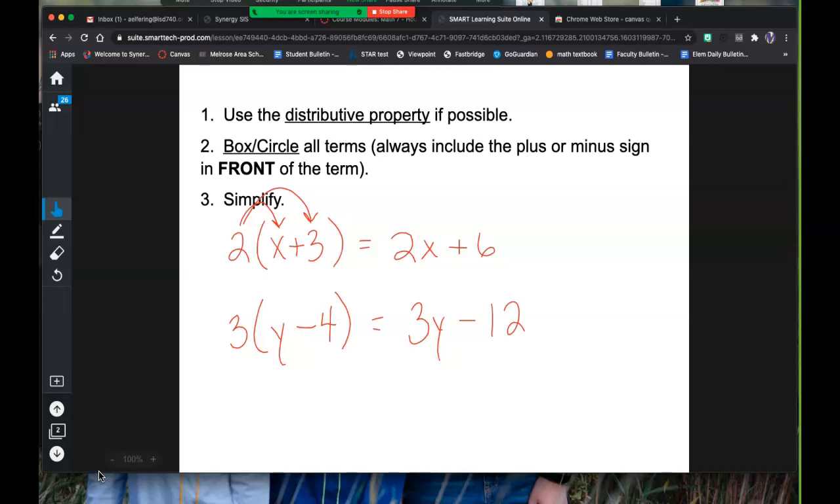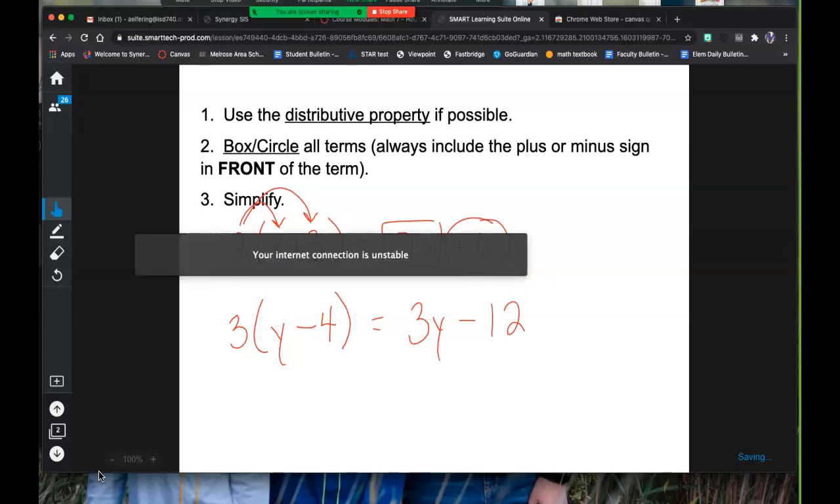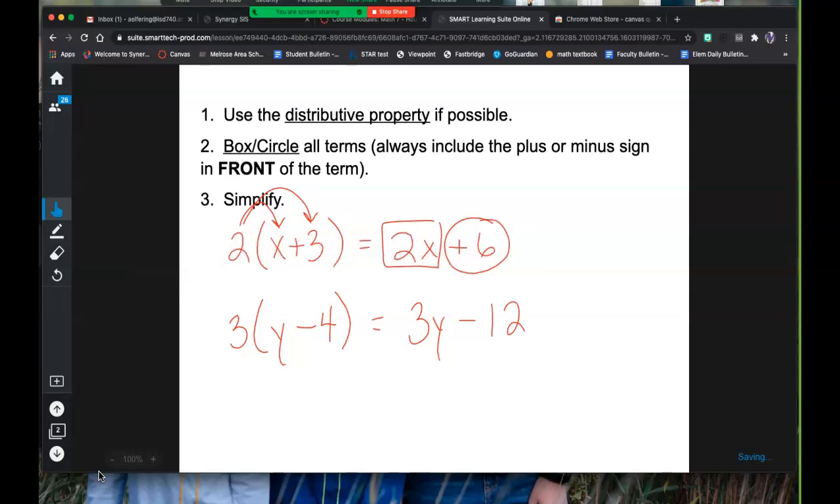This time it says always include the plus or minus sign in front of the item, or in front of the term. So if I put a box around 2x, then I would circle the plus 6. Well, it's not a plus 6 anymore, it's just a positive 6. The plus sign just means it's positive. If I put a box around the 3y, I would circle the minus 12. Well, it's not minus 12, it's now negative 12. So the minus sign just makes it a negative number.